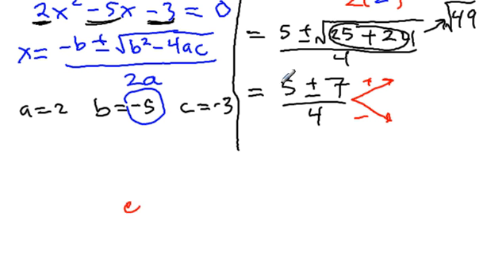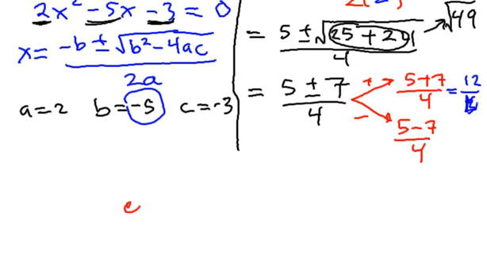So one possibility is we have 5 plus 7 all divided by 4. And the second possibility is that we have 5 minus 7, then all over 4. So in the first case, 5 plus 7 is 12, and 12 divided by 4 is 3. So one answer is x equals 3.